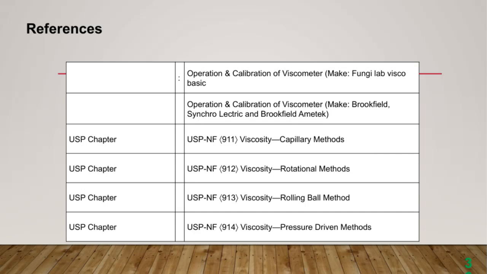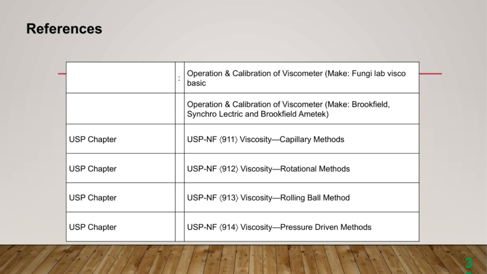Now, moving on to the references section. Here, I want to highlight some key points about the operation and calibration of viscometers. We've looked at different types, including the Fungilab Visco Basic, as well as Brookfield, Synchro-electric, and AIMTech models. The main idea is that proper calibration is essential to ensure accurate viscosity measurements.